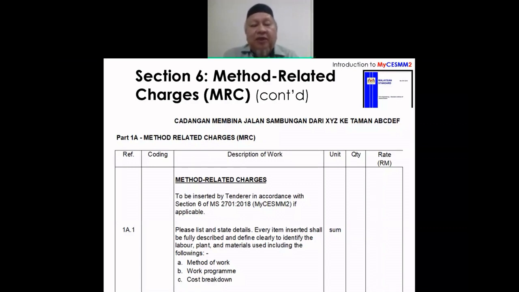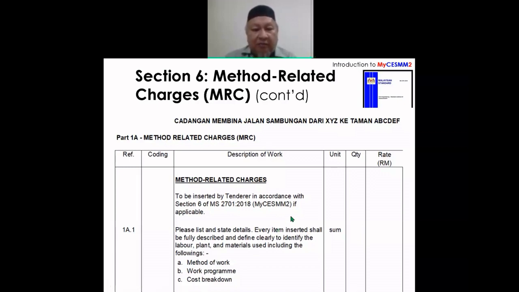So assuming this project is being tendered out using MYCESMM 2 as the standard method of measurement for the BQ. All tenderers came in, but none of the tenderers knew what the method-related charges are except one. And when he studied the BQ, he saw that the concrete quantity is simply huge, tremendous. So he said, okay, for this material charges, I'm going to put a batching plant on site capable of producing 60 cubic meters per hour, 24 hours a day, 7 days a week, 365 days a year. So that is the method of work.